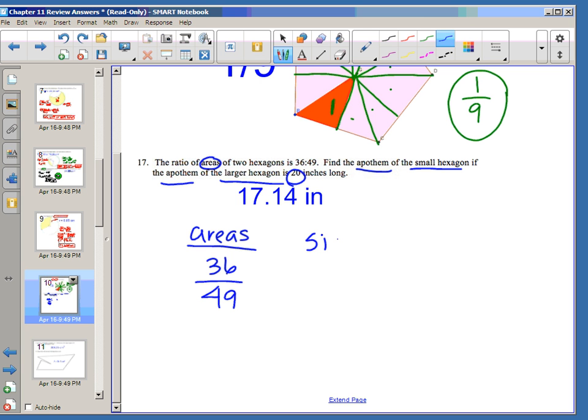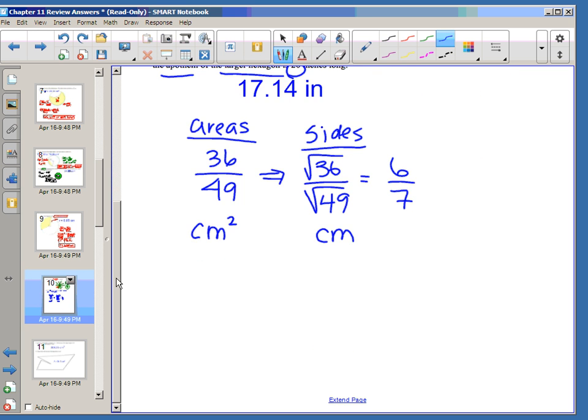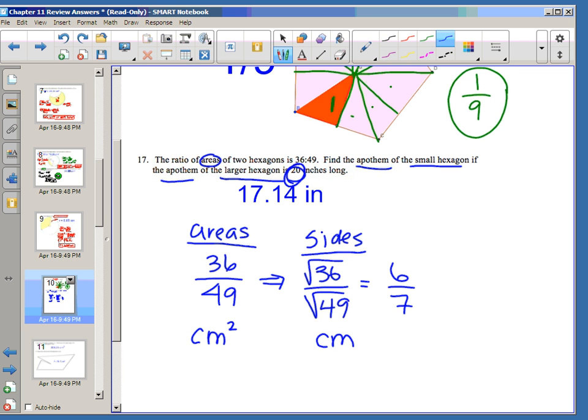Now, I need to get the ratio of the sides because an apothem is a one-dimensional object. It's not necessarily a side length, but it's one-dimensional, which makes it part of the sides. Now remember, to do that, all I need to do is take the square root. Because normally I go from sides to area by squaring. Think of it like area is centimeters squared, and I need to get down to centimeters. So the ratio of my sides is 6 to 7. So I'm going to use that ratio now to set up my proportion.